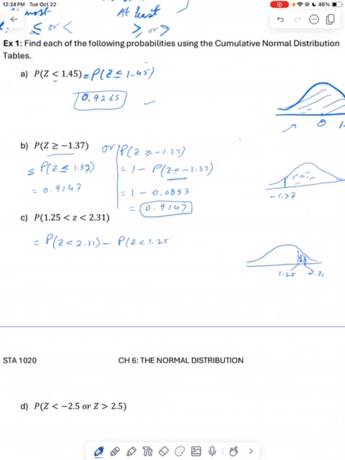Okay, and why did I do that? Because remember, when I look up the area for 2.31, so this is 2.31, I'm getting all this area, but I didn't want this area. I don't want this area. Looking up 2.31 gave me all this area, this one and all this, but I want to subtract this. And what is that? That is the probability that z is less than 1.25.